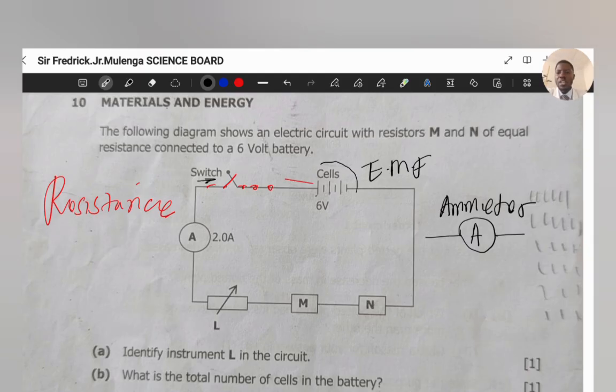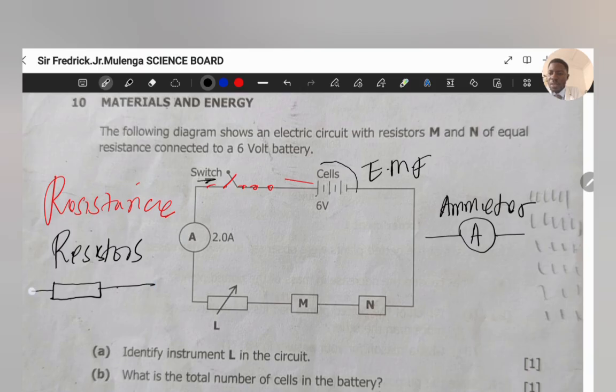And the instrument that we use to measure resistance, we call them resistors. We use these symbols to represent resistors in the circuit. So anytime you are looking at a circuit and you see this, it means resistor. The other way we can write them is like this. This is also a resistor.